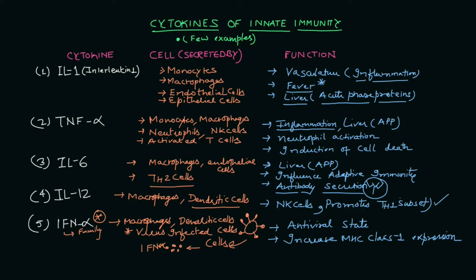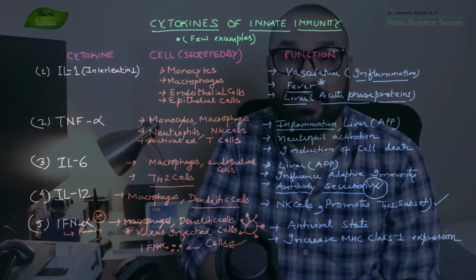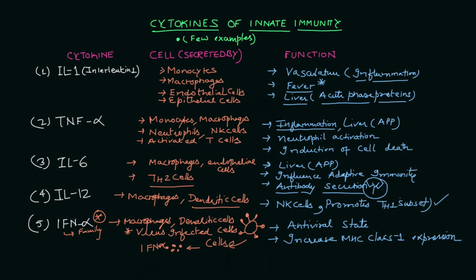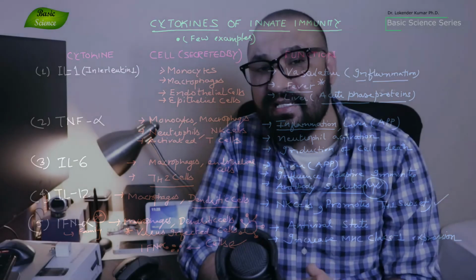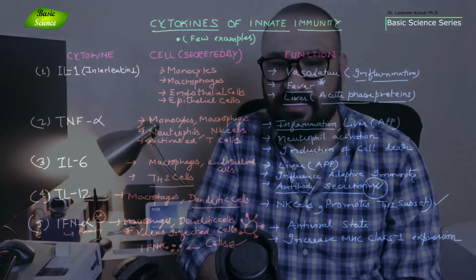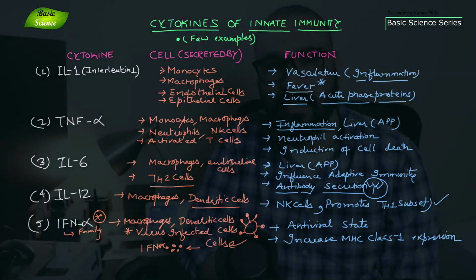I hope now you understand what are the important cytokines, what are the cells that are involved in the production of these cytokines, as well as you know the function of these cytokines. I hope that this video was helpful for you to understand the cytokines of innate immune system. In this video, we have discussed IL-1, TNF-alpha, IL-6, IL-12, and interferon-alpha. We have discussed in detail what are the important cell types that are involved in the production of these cytokines. We have also discussed the functions of these cytokines. I hope that this video was helpful for you to understand the cytokines of innate immune system.